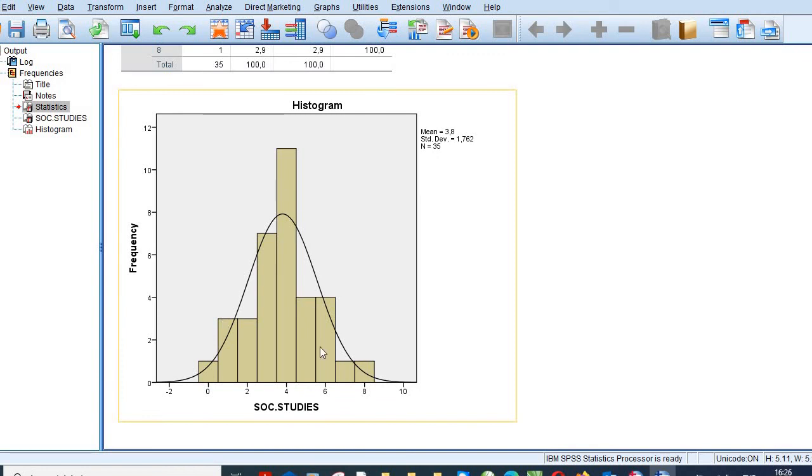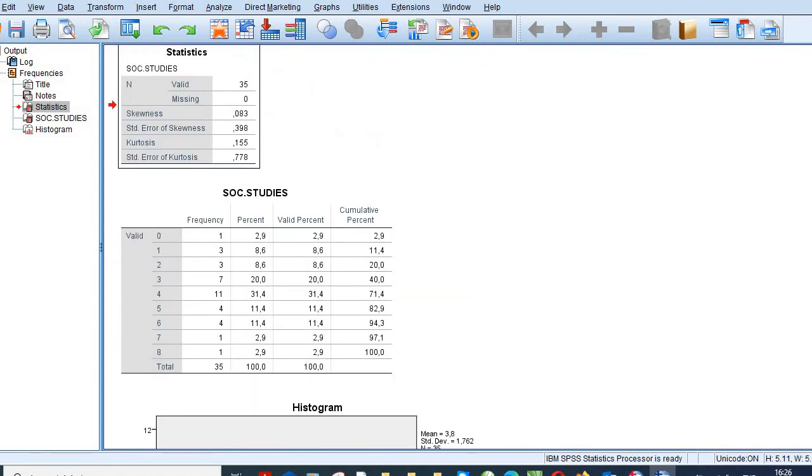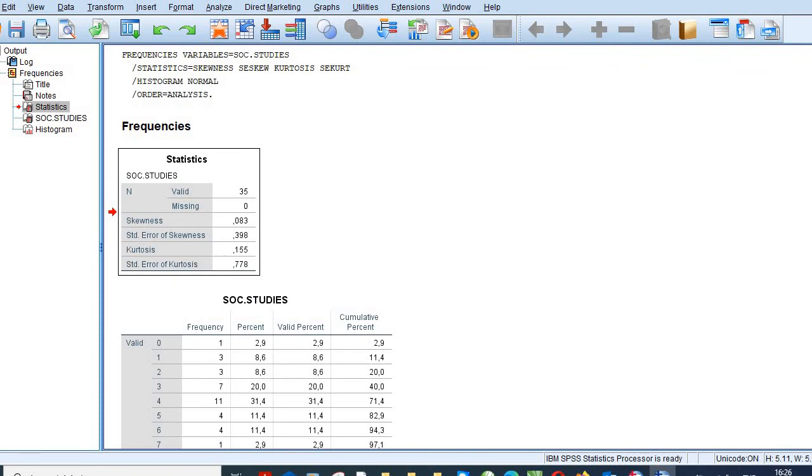Let's check the histogram. You see, it's perfectly symmetric. That's the way of checking normality by using skewness and kurtosis values. Thank you very much.